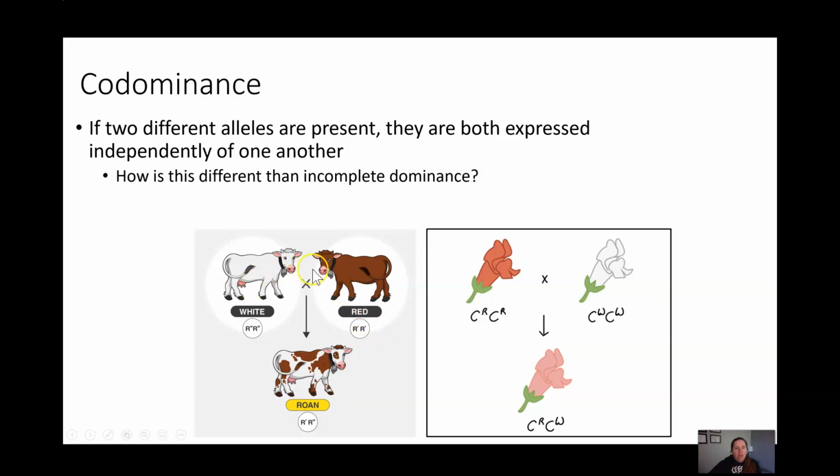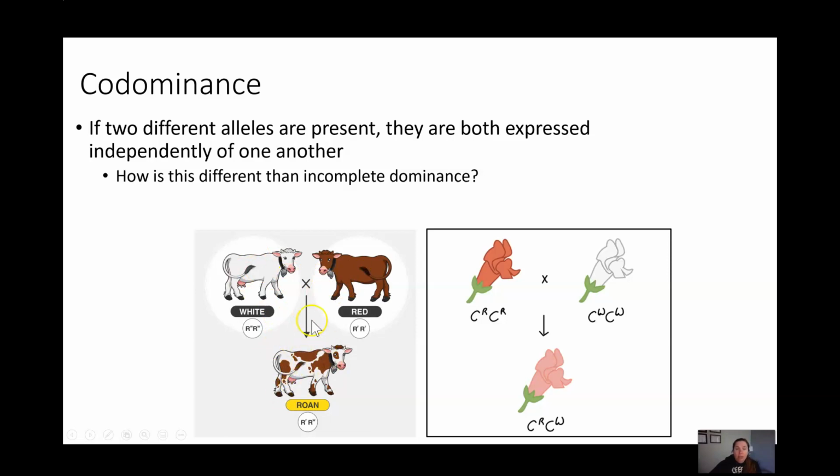So when these two are crossed, there's only one possible combination that their offspring can have, because each of them can only contribute one allele: the cow can only contribute the W allele, and the dad can only contribute the R allele. So their offspring will be RW. And what this results in is a type of fur pattern called roan. And as you can see, roan has elements of white fur and red fur.